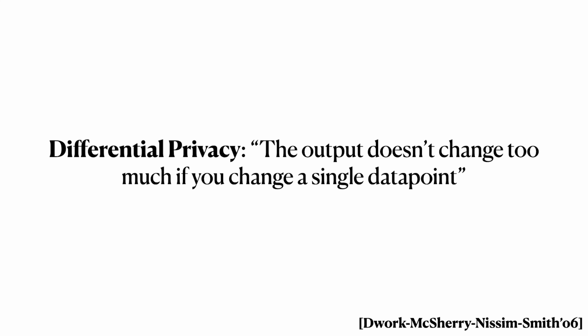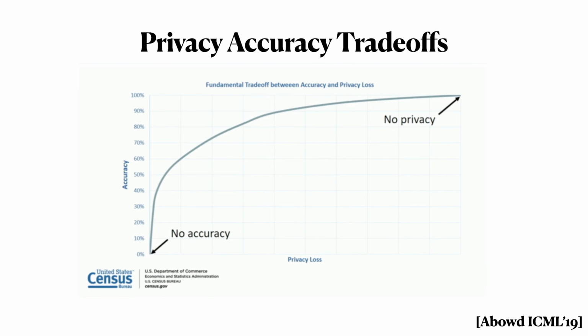And perhaps the gold standard for designing private algorithms are algorithms which satisfy differential privacy. Informally, differential privacy says that the output doesn't change too much if you change a single data point. And in addition to formalizing what it means for an algorithm to be private, it also quantifies the amount of privacy loss. One natural question is what the price of privacy is.